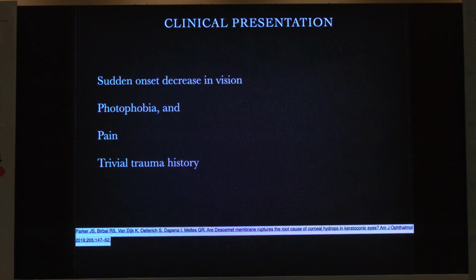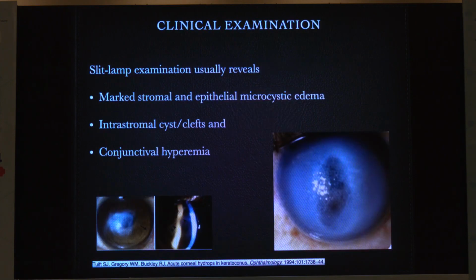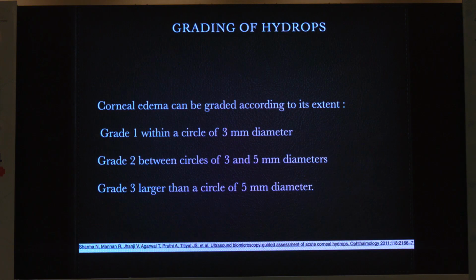So how do they present? The presentations with sudden onset of decrease in vision, photophobia, pain and trivial trauma history. The various risk factors which are associated with increased risk of corneal hydrops include earlier age of onset in keratoconus, eye rubbing, vernal keratoconjunctivitis, atopy, Down syndrome, and amongst all, the rubbing of eye remains to be the most important risk factor. On slit lamp evaluation, we can find marked stromal and epithelial microcystic edema, and there are intrastromal cysts and clefts, and conjunctival hyperemia is also noted in such patients.